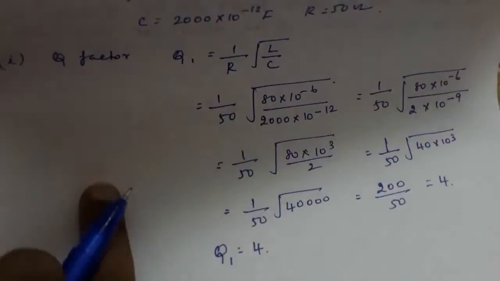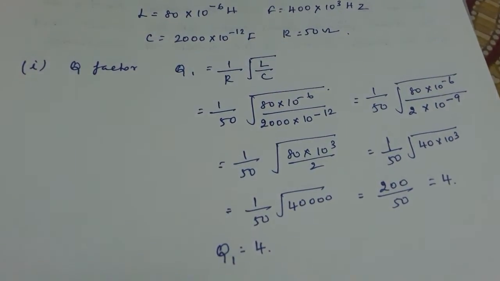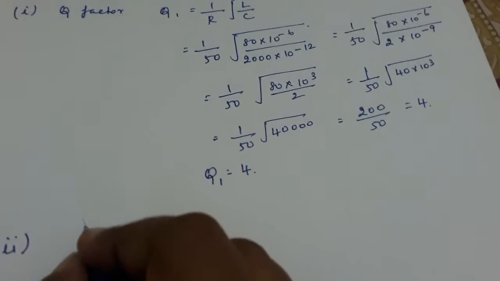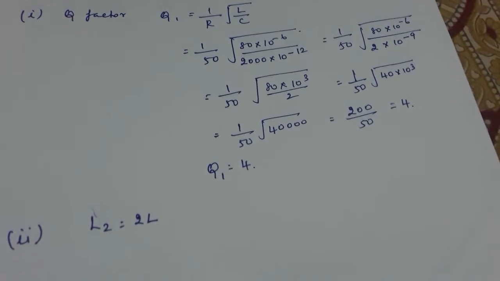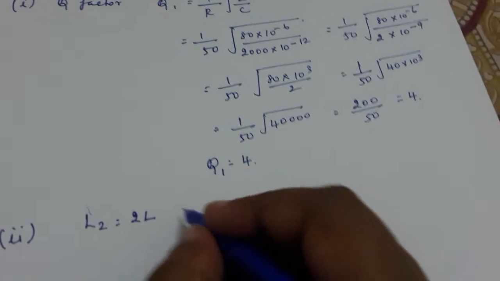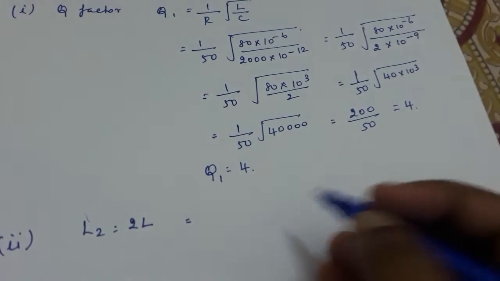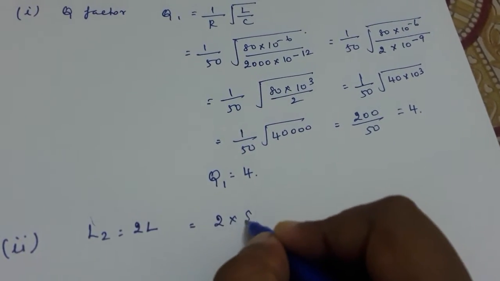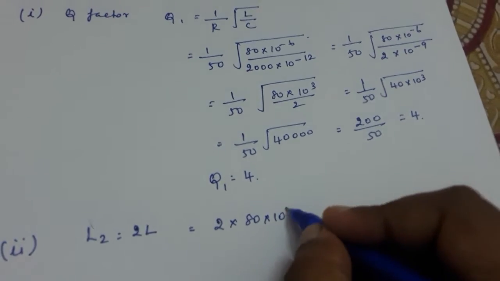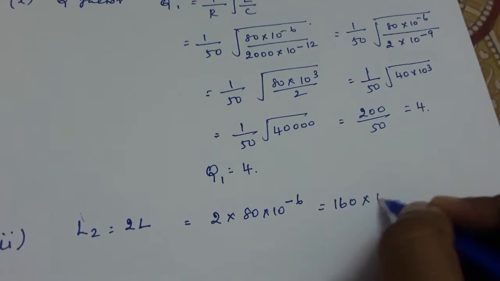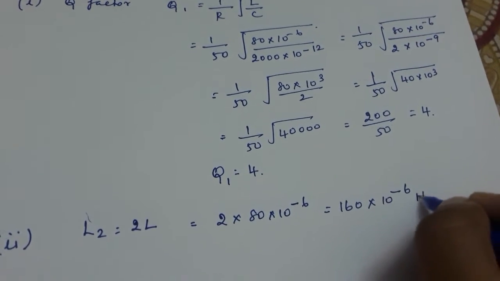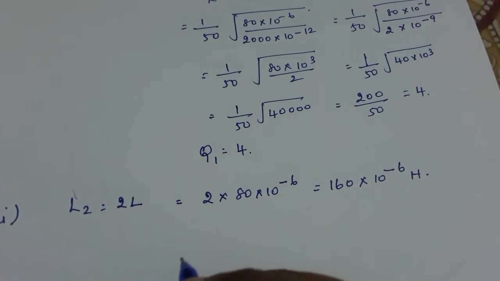Okay. The second thing which we have to find out is the new value of the capacitance when the inductance is doubled. So your L2 is 2 times L1. So we can take 2 times L, so it is 2 into 80 into 10 raised to minus 6. So that is 160 into 10 raised to minus 6 henry. Now we have to find out the capacitance.